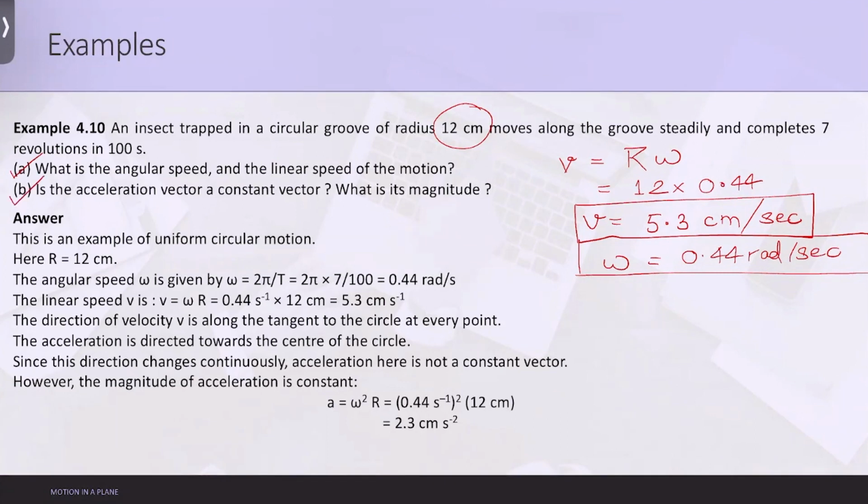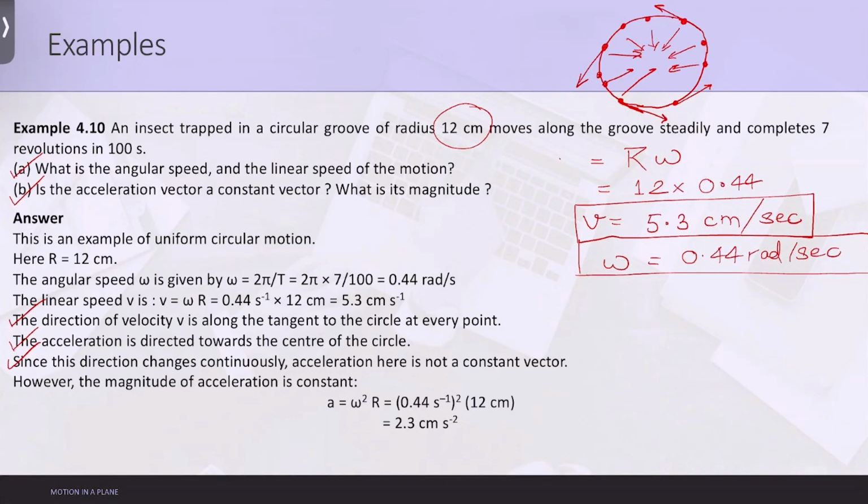Now the second part says: is the acceleration vector a constant vector? What is its magnitude? Even without calculating, we can understand that the acceleration vector is not a constant vector. It only has a constant magnitude. The direction of the velocity v is along a tangent to the circle at every point. Quite evident. Let us say if this is the position of the particle, the insect, then at each of these locations the direction of velocity will always be tangent to its path. Even for the remaining points, it will always be tangential. So the acceleration is directed towards the center of the circle. Again, we know that acceleration is always towards the center of the circle.